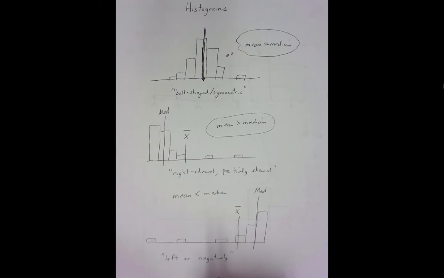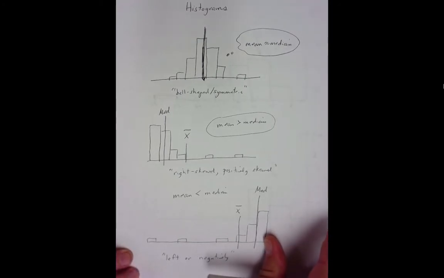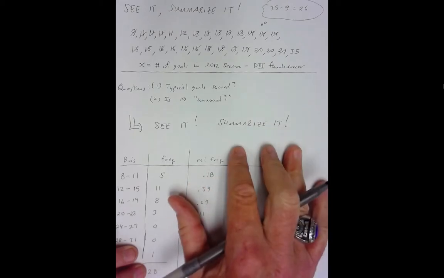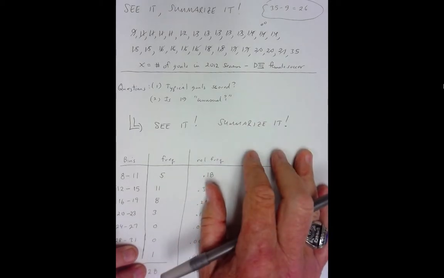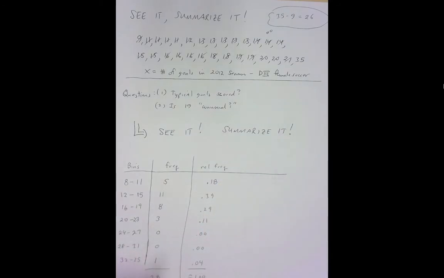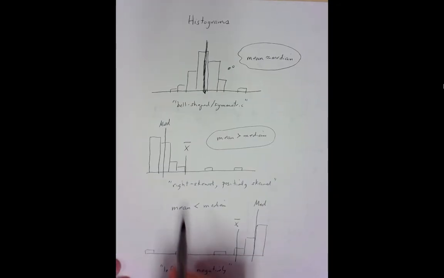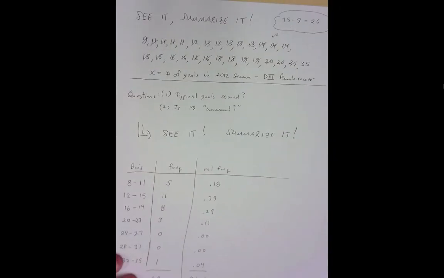So what we do a lot when we first get back again to see it and summarize it, one of the questions that we will address in summarizing these distributions is whether or not we have a bell-shaped and symmetric distribution or a right skewed or a left skewed distribution.